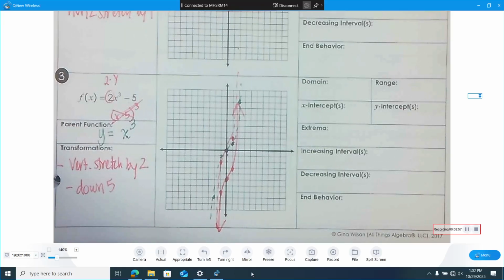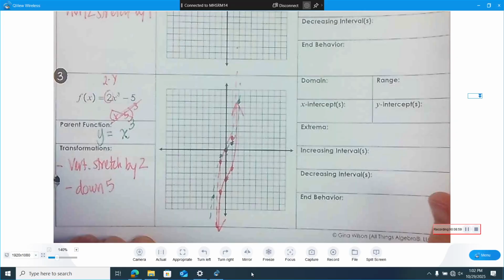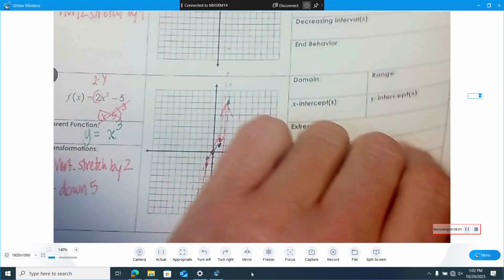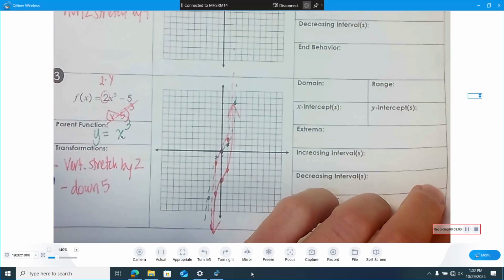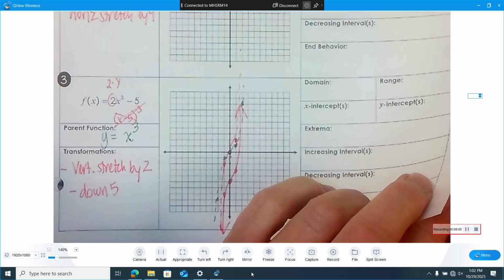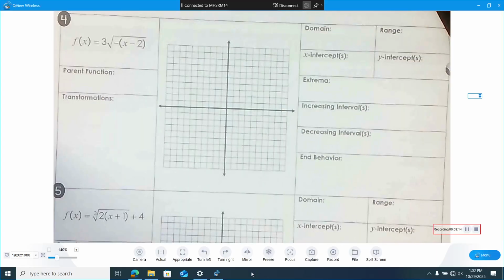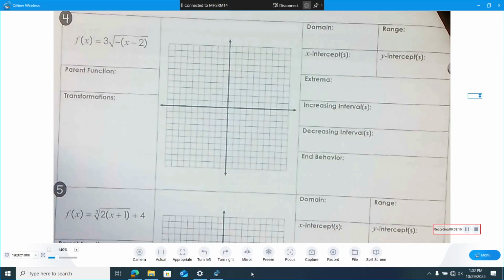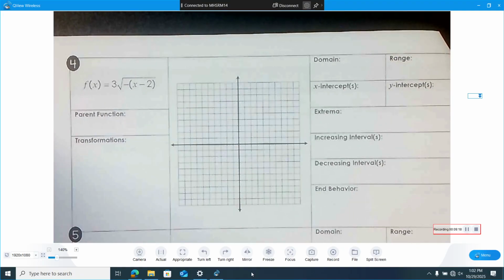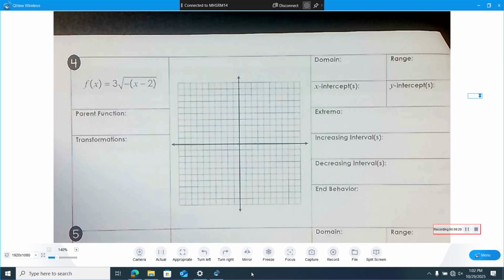All right. Any questions on these so far? All right. Are you getting the hang of transformations? Yeah? You don't, huh? Oh, boy. All right. I think we'll just do 4 and 5. We'll see.